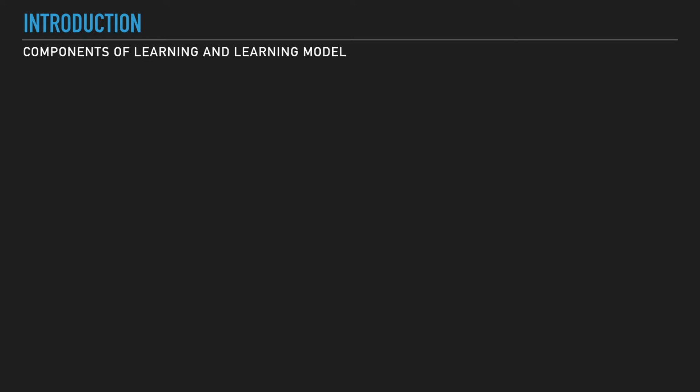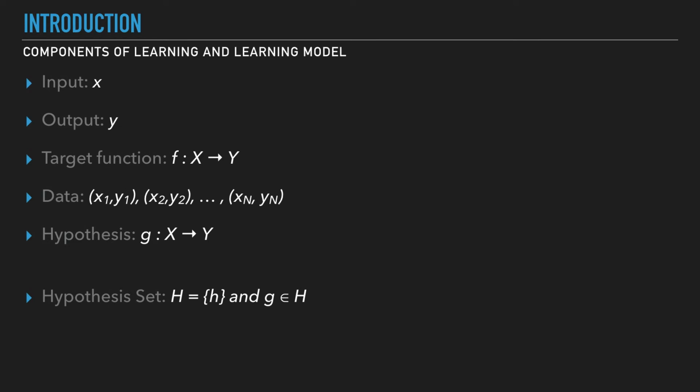So the basic learning problem can be formalized as follows. Given an input x, we have to find an output y, and there is an unknown target function f, which goes from the input space x to the codomain y, and there is a set of historical data which is compulsorily required for all learning models. This historical data is in the format of x1, y1, x2, y2 till xn, yn, where x1 to xn defines the historical input and y1 to yn are the corresponding outputs or the corresponding labels to those inputs.